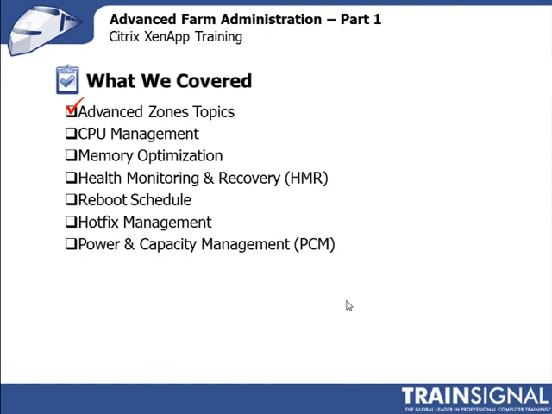We also talked about the worker group preference and failback policy, and how in some instances you might want to direct certain users coming in from a particular IP address to a set of servers, and how if those servers aren't available you can have another set of servers, etc. So we discussed a lot of advanced zones topics, and I showed you how to move servers between zones as well. And then we talked about CPU management.